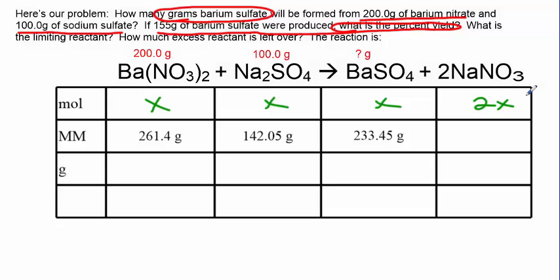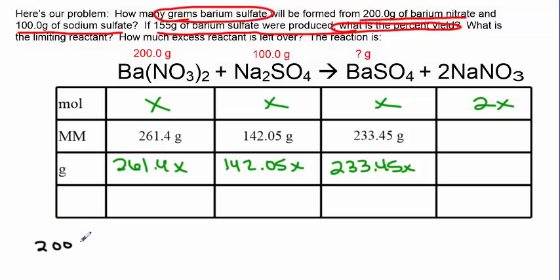And I have my molar masses here. So I get 261.4 times X, 142.05, and you can round that to 142, and 233.45x. So we need to solve for our x values down here. So 200 equals 261.4 times x. We do our math there. Our x value is 0.765 moles.